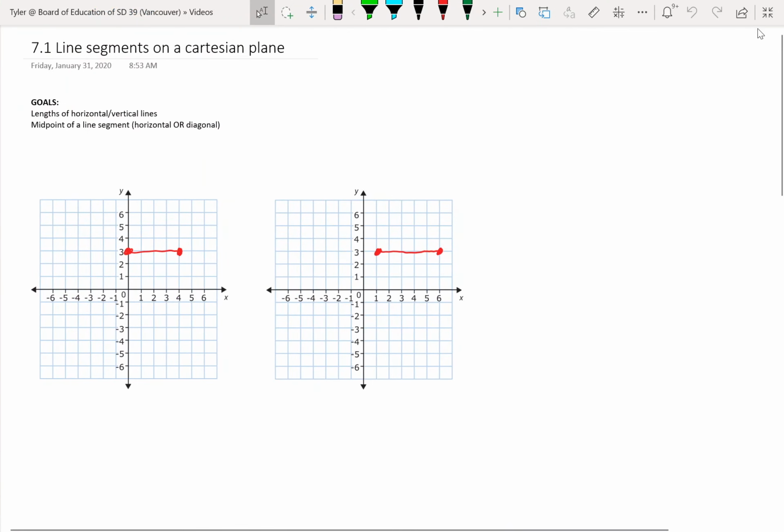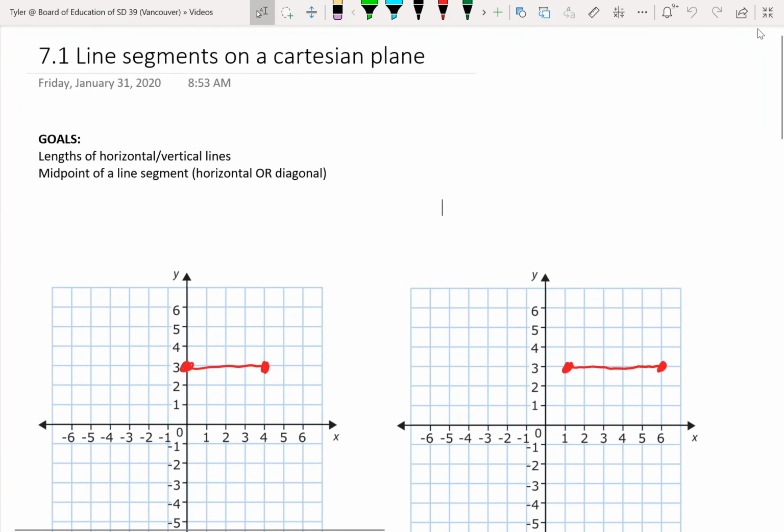All right, so we're starting a new unit. It is dealing with equations and lines on graphs. Our focus for today is we're going to try and figure out how to know lengths of a horizontal and vertical line on a graph, and how to figure out the midpoint of a line segment, which is just a line with ends that doesn't go forever, either horizontal or vertical, or diagonal, sorry.